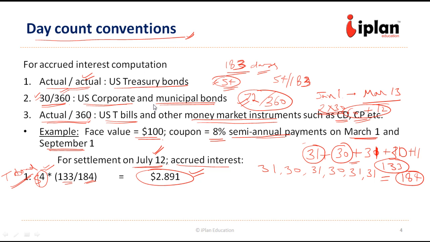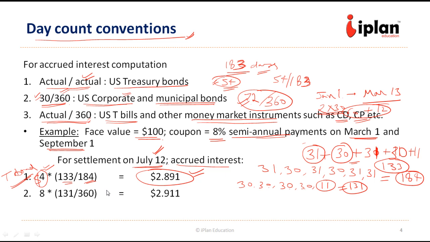Now let us assume that the same details are for a US corporate bond where the convention is 30 by 360. So let us count the days for that case. As we have discussed, they have to be 30 days in each month for this. So for March 30, April, May and June. Then for July again 11 days. These are full months. So the answer is 131.